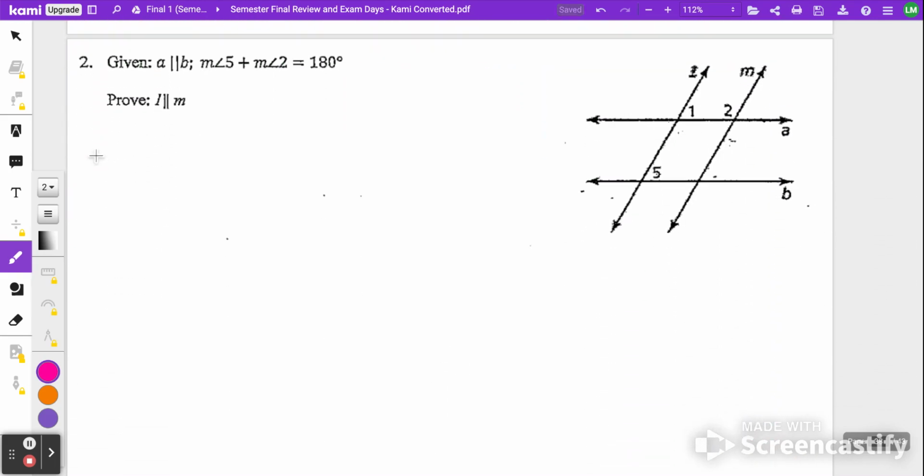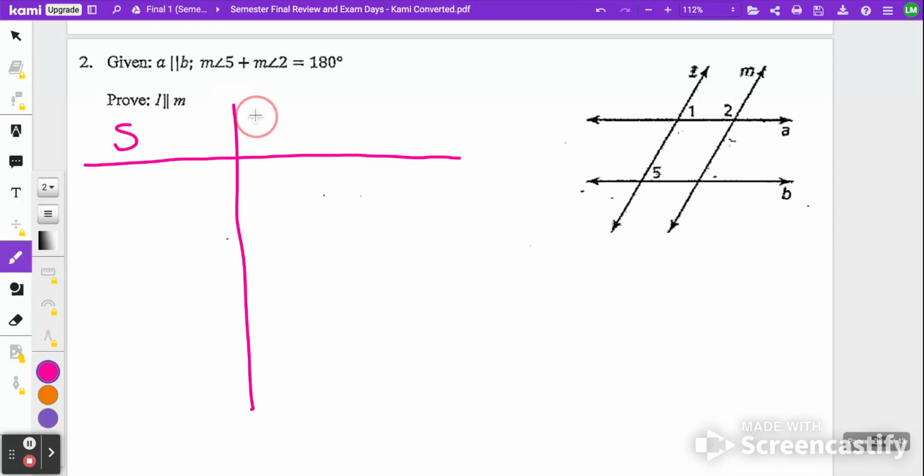And next up, we have this one. A is parallel to B. We know the measure of angle 5 plus the measure of angle 2 is 180, so we want to prove that L is parallel to M. So kind of along the same lines we just saw with the first one, except now we have maybe a few more steps. So let's start with our first statement, our givens. A is parallel to B, and the measure of angle 5 plus the measure of angle 2 equals 180.